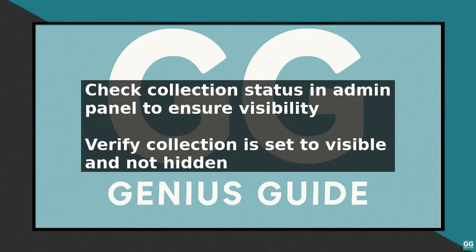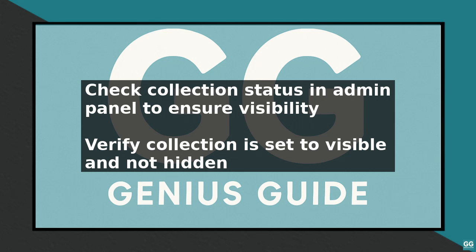To fix Shopify collection not showing up, follow these steps. First, check the collection status. Ensure it is set to visible and not hidden. Go to your Shopify admin panel, navigate to the Collections section, and click on the collection you want to fix. In the Collection Details page, make sure the visibility option is set to visible.